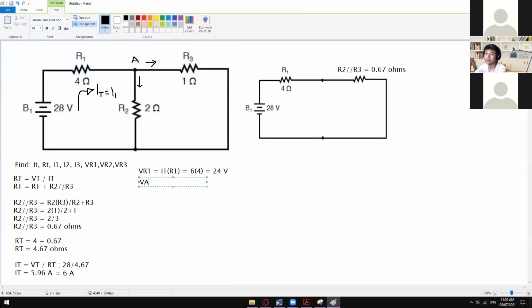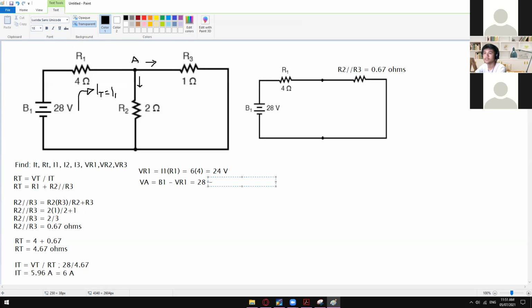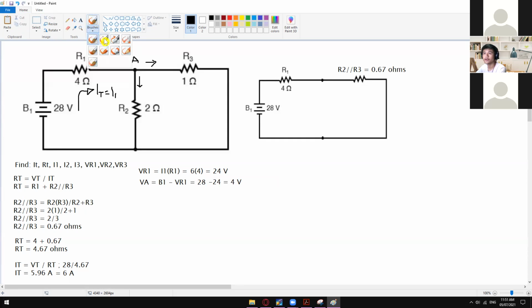So what is now the voltage that will flow on the R2 and R3? That is the voltage that will remain, or that will be retained, after passing through this R1 right here. So VA is equal to V1 minus VR1. In here, we have VA is equal to 28 minus 24 volts, which is equal to 4 volts. Okay, so VA is equal to 4 volts.